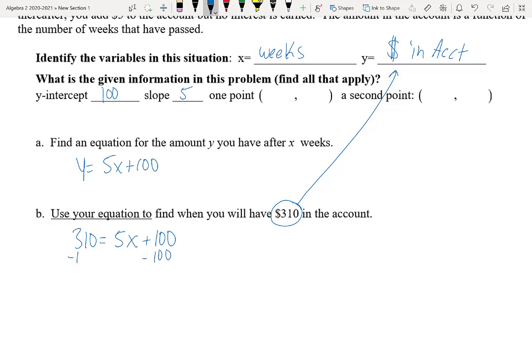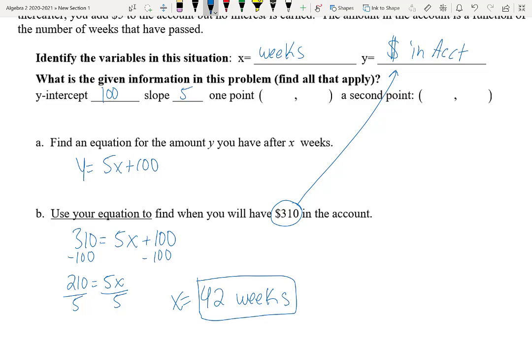Minus 100 on both sides, 210 equals 5x. I then divide by 5 on both sides, and I get x equals 42. It is a word problem, and all of these will be, so you just need to make sure you include your units, so 42 weeks.